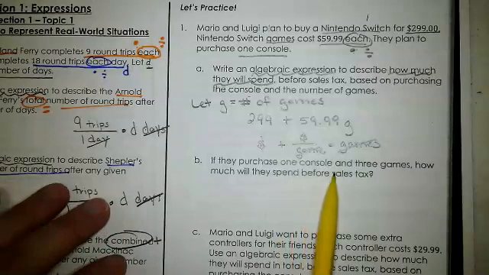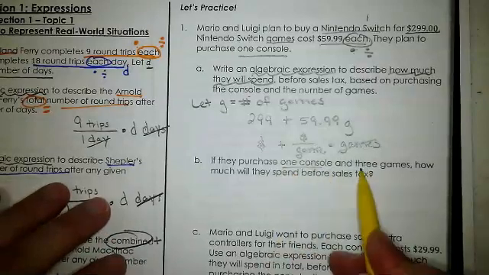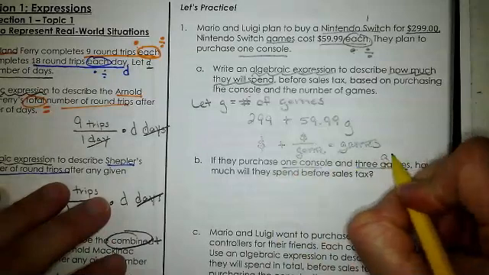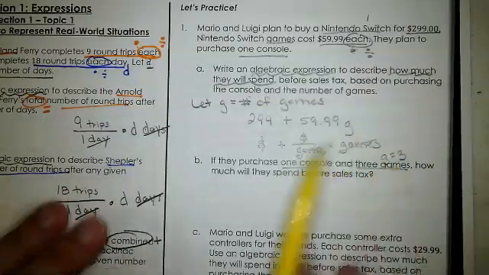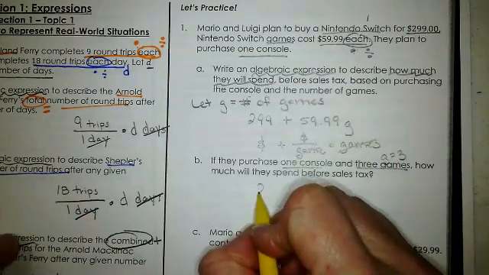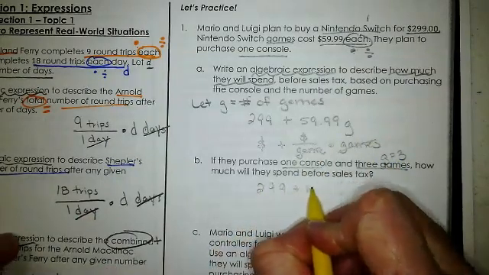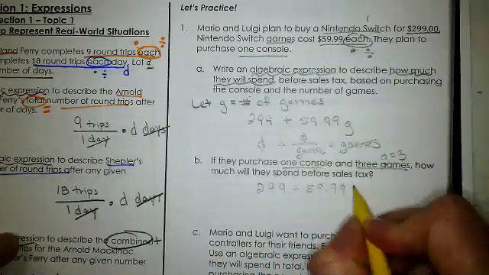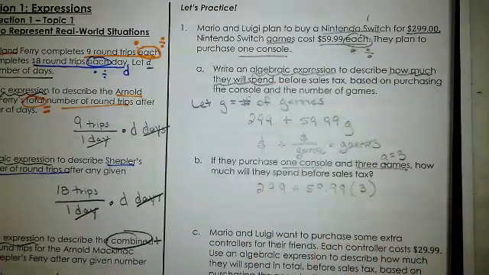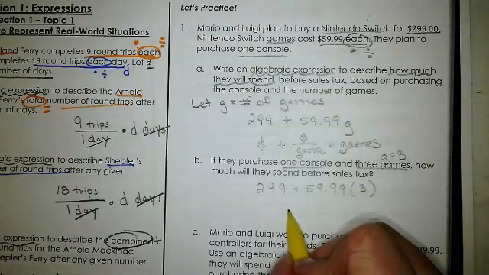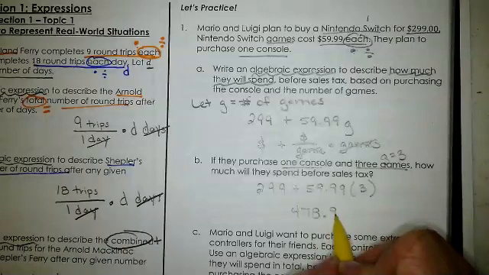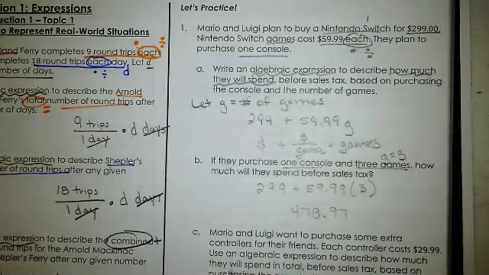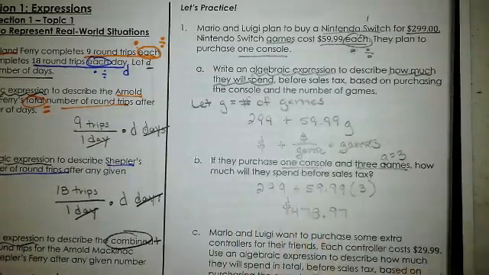If they purchase one console and 3 games, so now we know G is 3, how much will they spend before sales tax? So we're just going to plug our 3 in for G. So $299 plus $59.99 times 3. And then we can type that into our calculator, and it comes out to be 478.97. And we already showed that this comes out in dollars, and so our final answer will be in dollars.